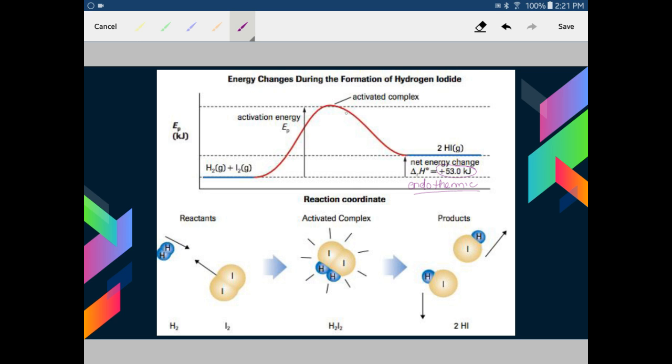Okay, so we've seen two examples. Again, that activation energy, you can think of it as pushing the ball up the hill, and there was a lesser payoff from the energy that you had to invest, meaning an endothermic reaction.